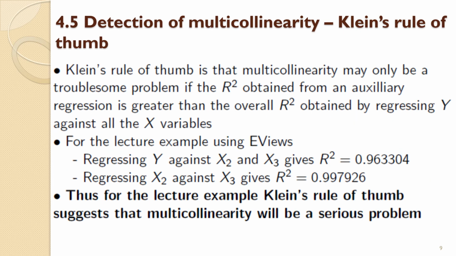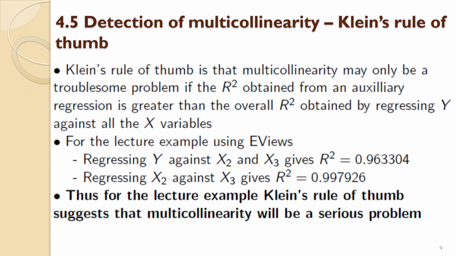Another way of detecting multicollinearity is what's called Klein's rule of thumb. The suggestion from Klein's rule of thumb is that multicollinearity may only be a troublesome problem if the R-squared value obtained from an auxiliary regression is greater than the overall R-squared obtained by regressing y against all the x variables. If this is the case, then there is a suggestion that multicollinearity is a big problem. If this is not the case, then the suggestion is that you can live with the level of multicollinearity that there is in your data set.